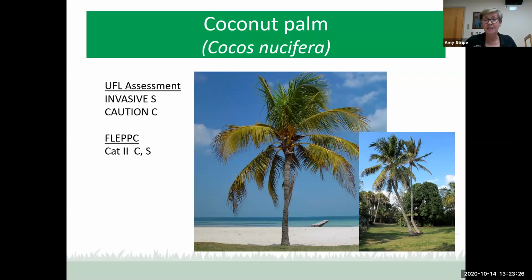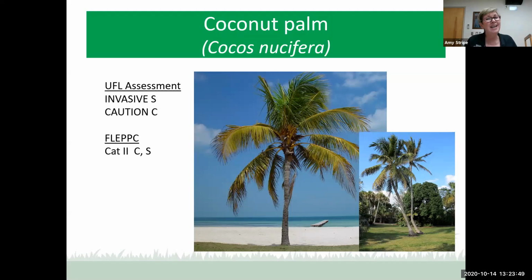Now, it is an invasive species in South Florida. That's how the University of Florida assessment classifies it. It's a caution species for Central Florida. Obviously, North Florida, it will not do well. It's outside of its comfortable climate range. Schefflera lists this as a category 2 in Central and South, which basically says, keep an eye on it.